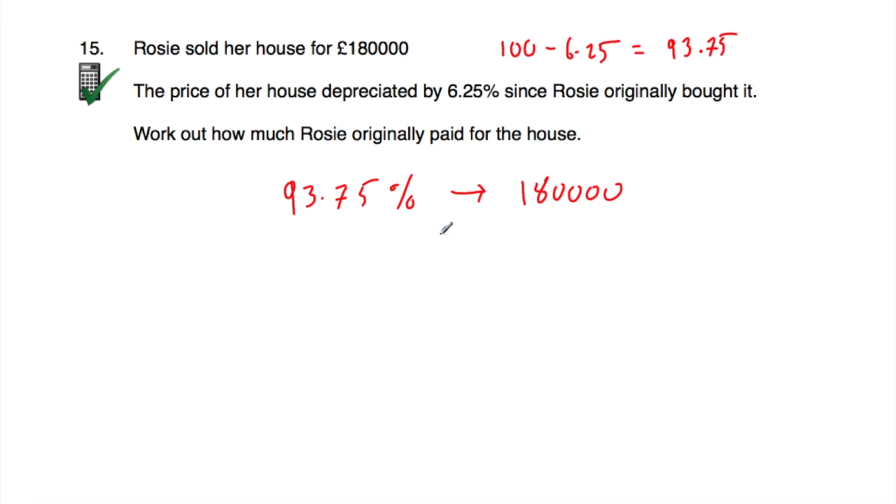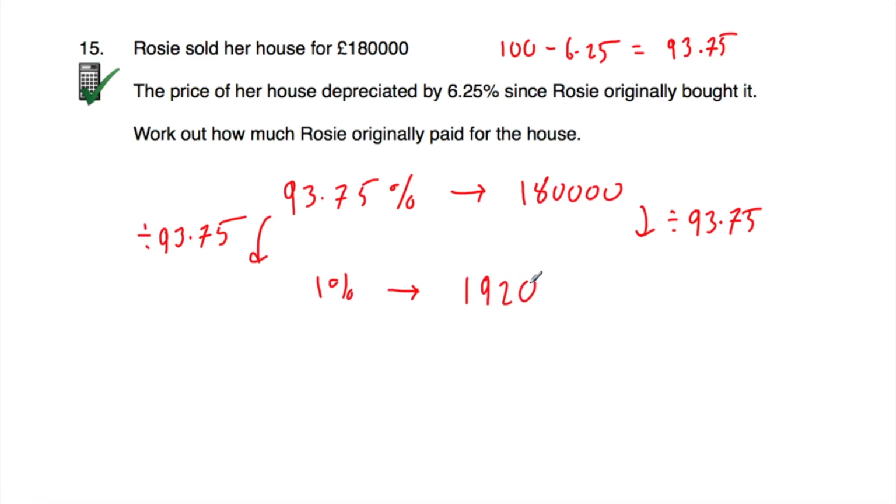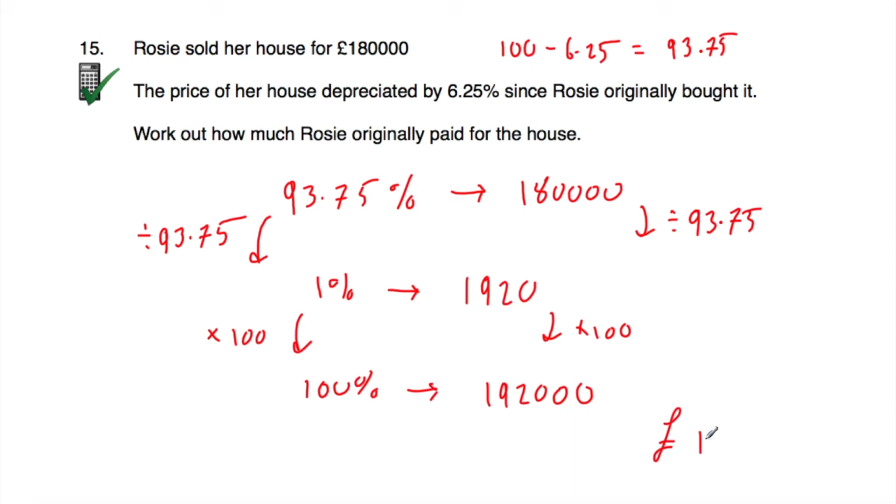We want to find 100%, how much she originally paid for the house. So let's divide by 93.75 and divide by 93.75, and then that'll tell us 1%. So 1% will be equal to 180,000 divided by 93.75, which is 1,920. Now that's 1%, let's multiply by 100 and multiply by 100, that'll just put two zeros on the end, so it'll be 1920 and then 00, or £192,000.